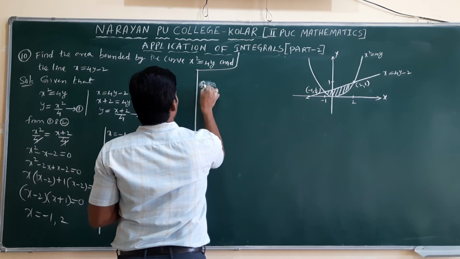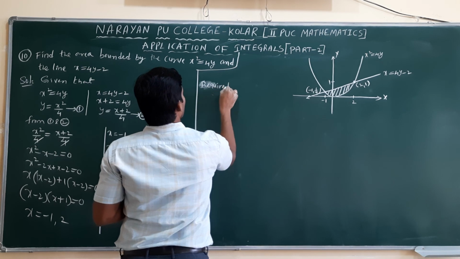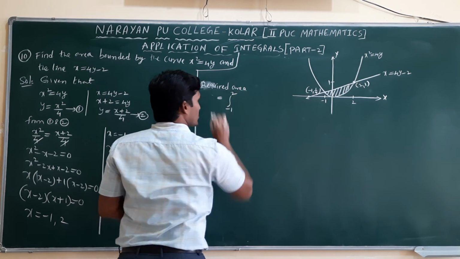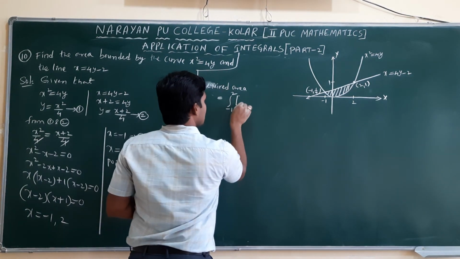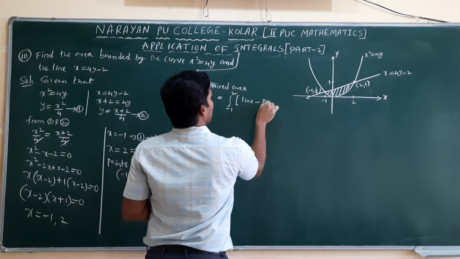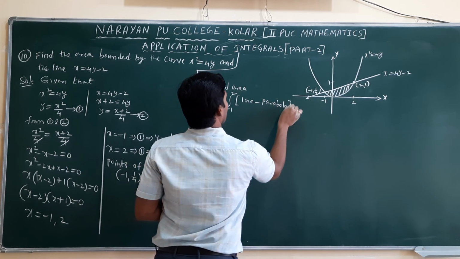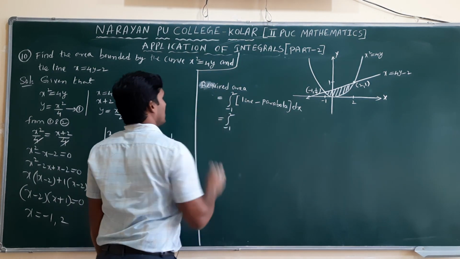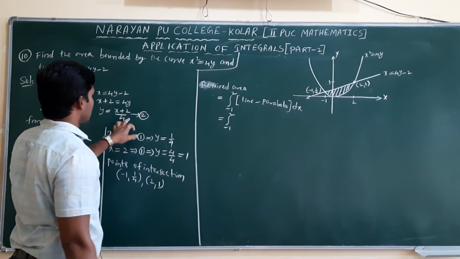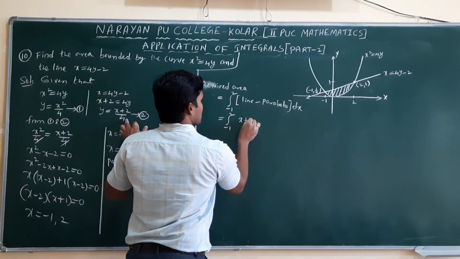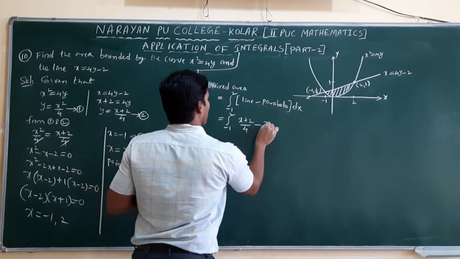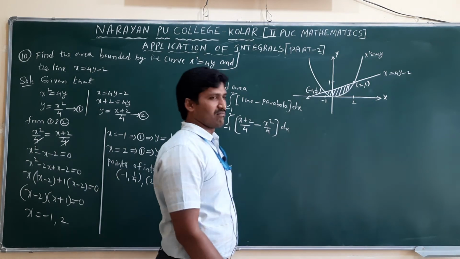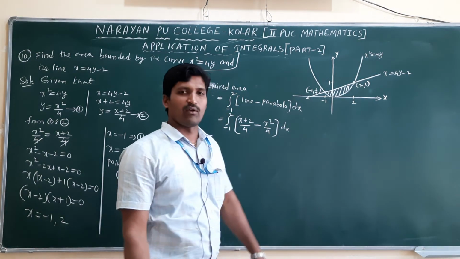Now, the required area. Already we converted both to y in terms of x. Required area equals the integral with limits from minus 1 to 2 of the upper, the line, minus the lower, the parabola, into dx. The line is already converted: x plus 2 by 4, minus the parabola x square by 4. If you have doubt, it is upper minus lower. If you take it in reverse, also take the modulus, and you will get a positive answer only.